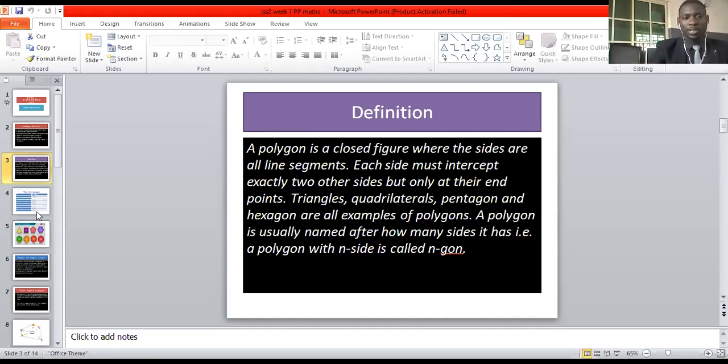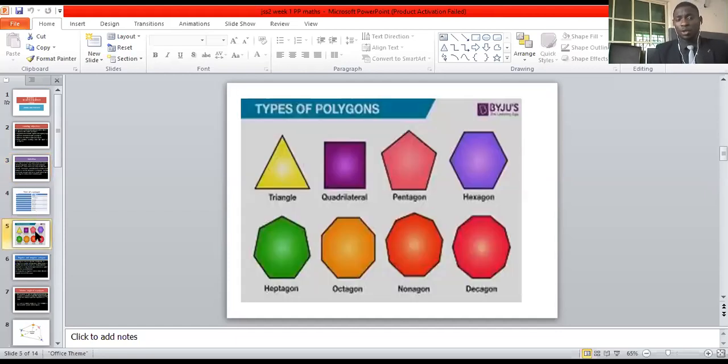Let me take you through that. Look at these shapes. Look at the triangle there: all the lines meet. It's a closed figure. They all meet end to end. Look at the next one, the quadrilateral. Look at the next one, the pentagon, down to the decagon. All the sides meet end to end. So that's what the definition is talking about.